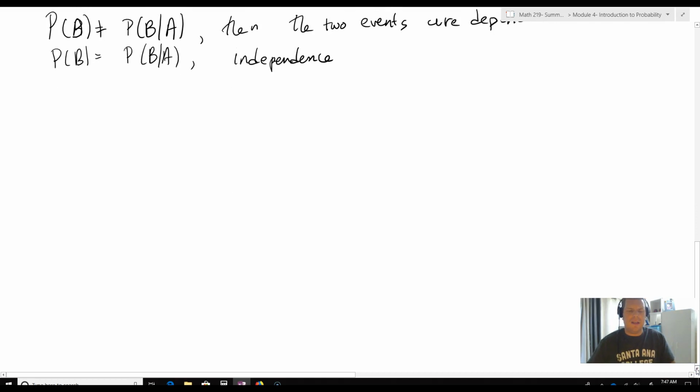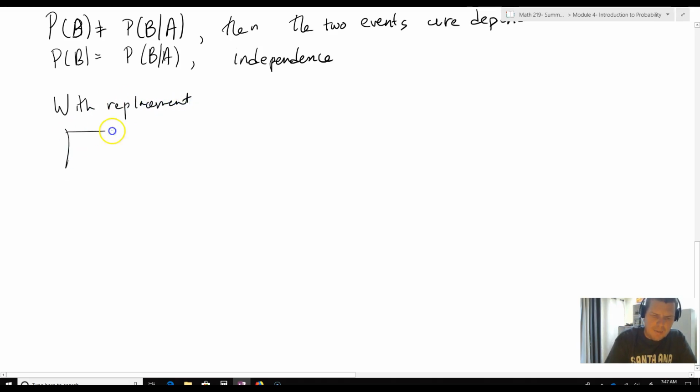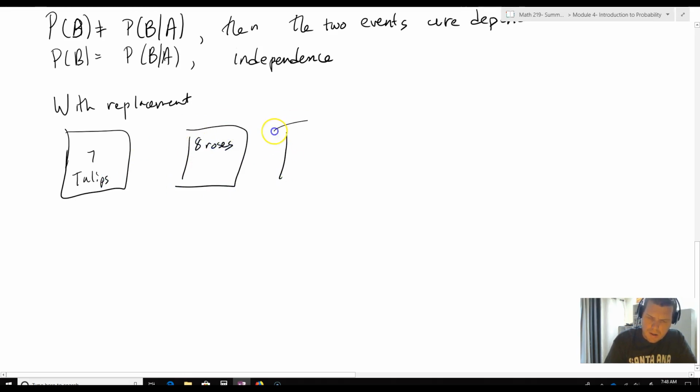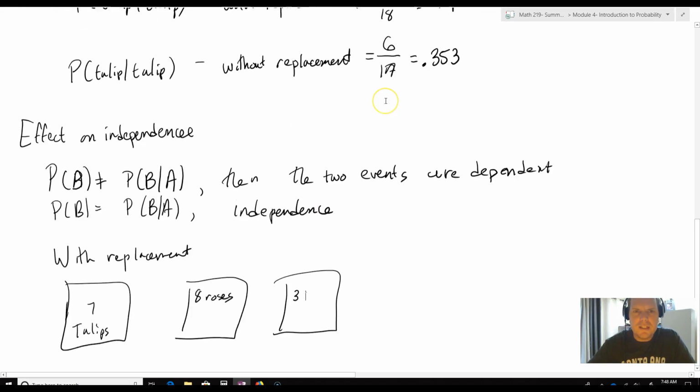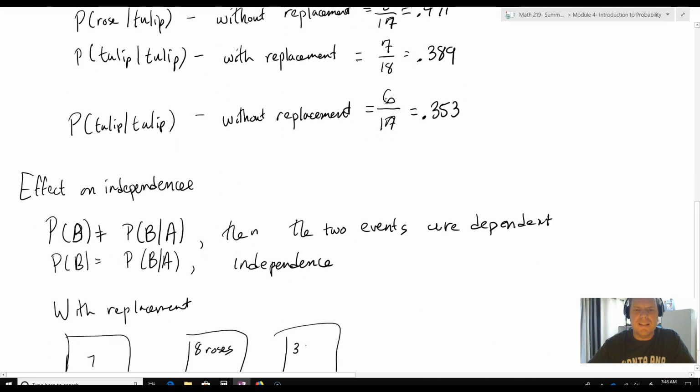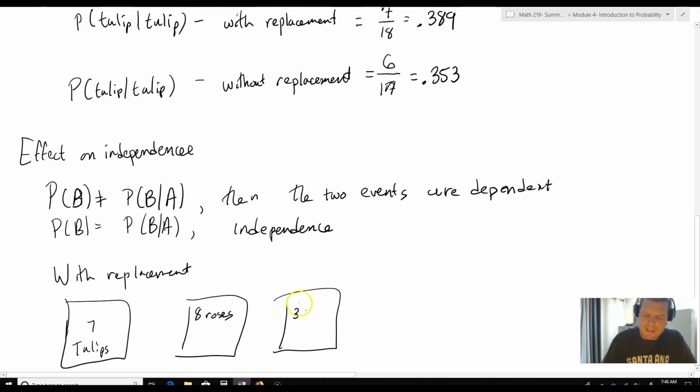Let's consider those things where we are looking at something with replacement. And again, we have our flower shop. Okay, so we've got 7 tulips, 8 roses, and 3, what do we have? Are they lilies? 3 daisies. Okay. 3 daisies.